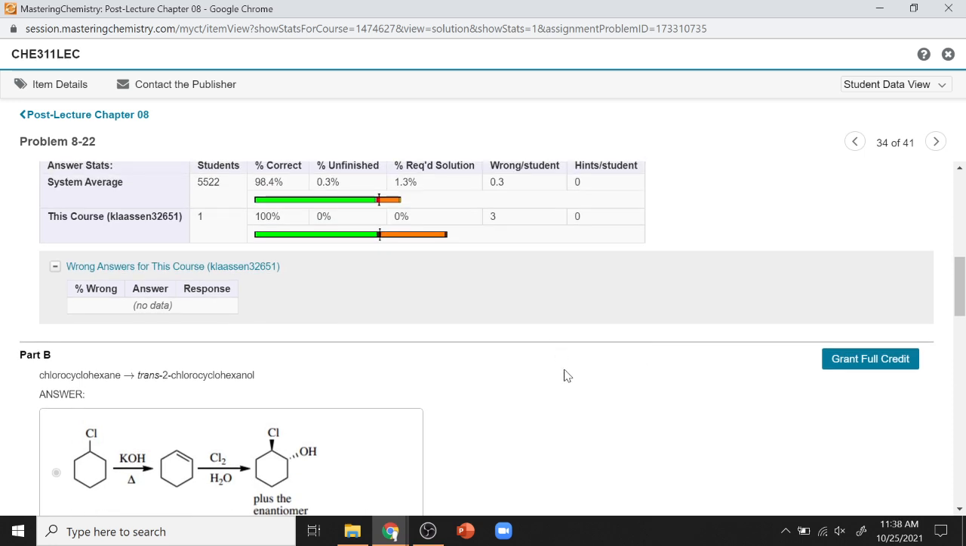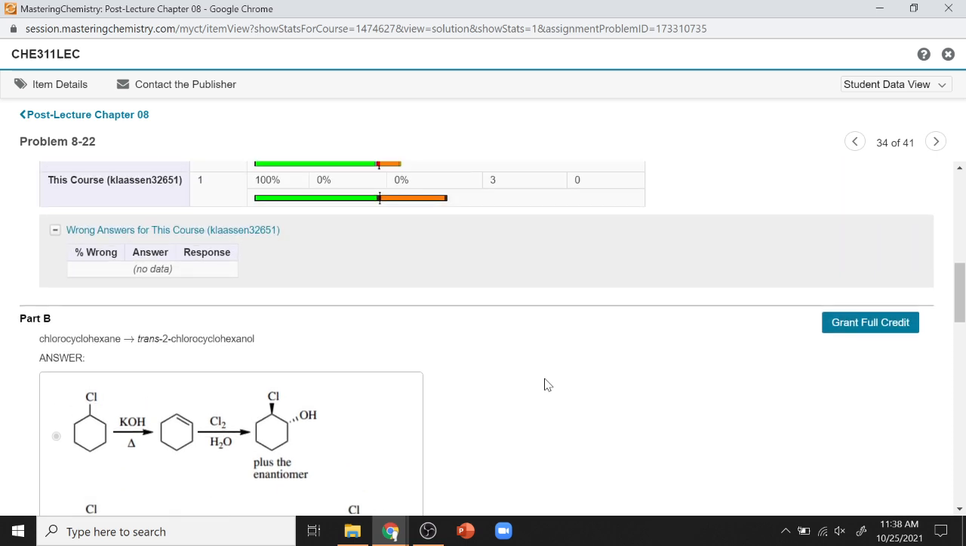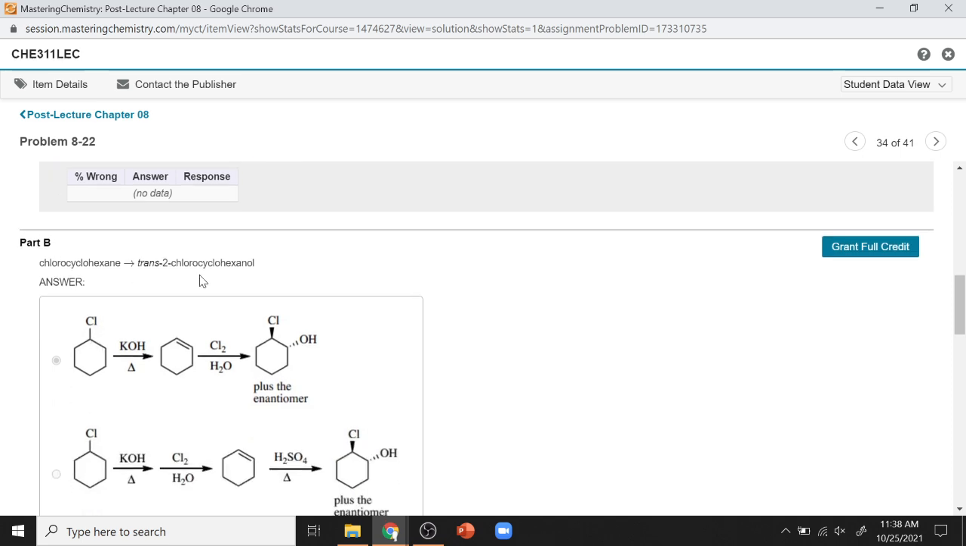Chlorocyclohexane to trans-2-chlorocyclohexanol. All right, so we need to go from the chlorocyclohexane to a trans-2-chlorocyclohexanol. But that's going to require getting an alcohol on there, isn't it? And somehow getting that chlorine on there to stay, or to add a chlorine back on, right?